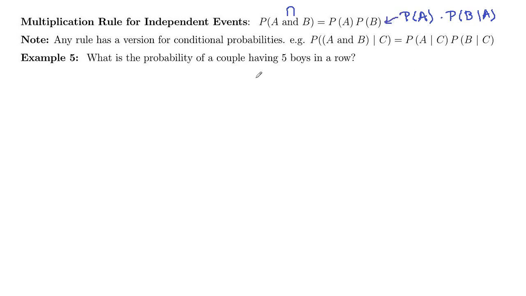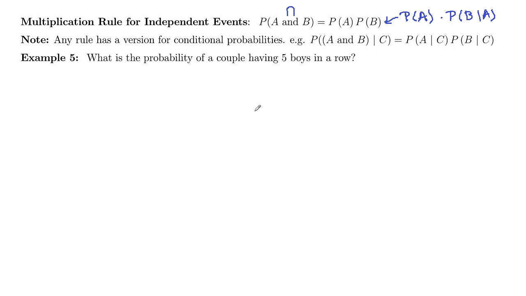And then note that any probability rule you have has a version of that that includes conditional probabilities. So for example, the probability of A and B given C is the probability of A given C times the probability of B given C. So you just do all three events given C. So as long as everything is given the same event, that's another version of that probability rule.